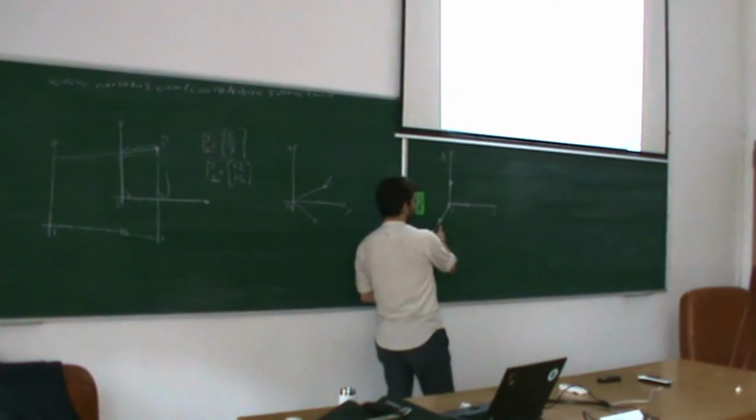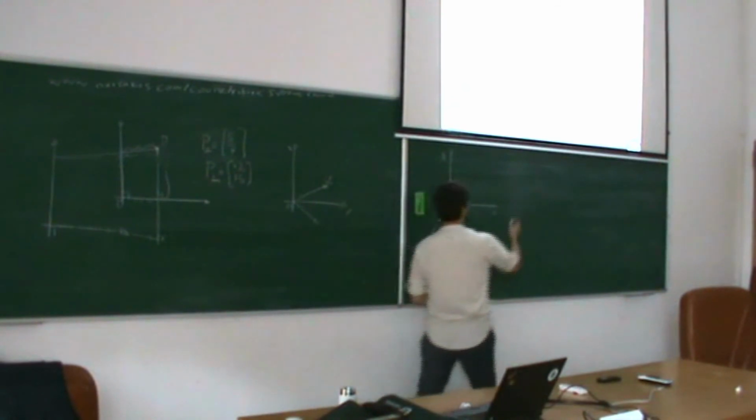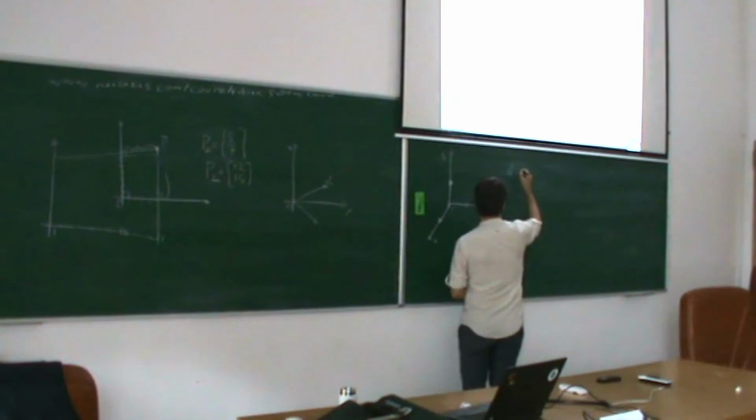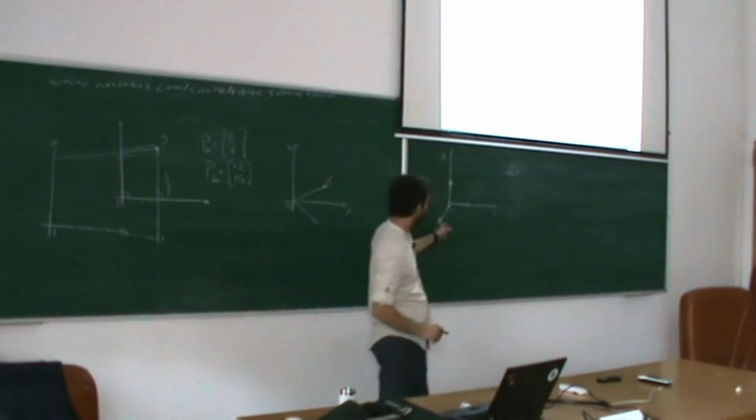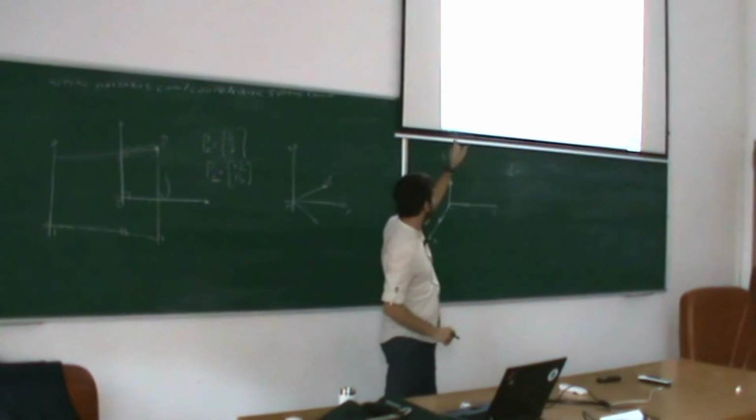What are the coordinates of the first vector? Let's call it b1, 0. What are the coordinates of this vector in the white frame or in the black frame there?